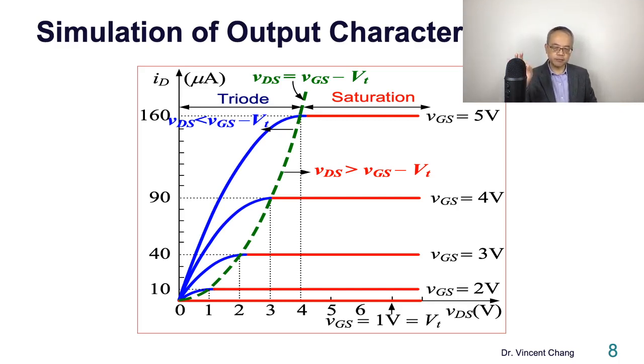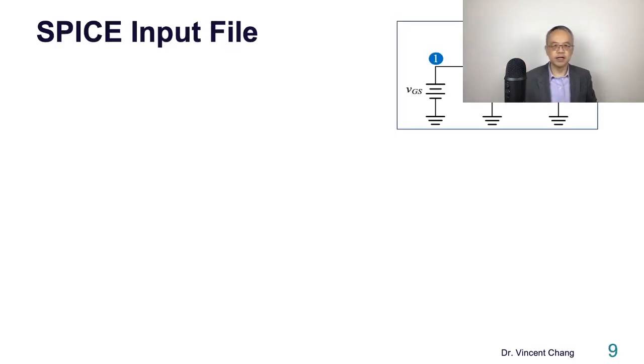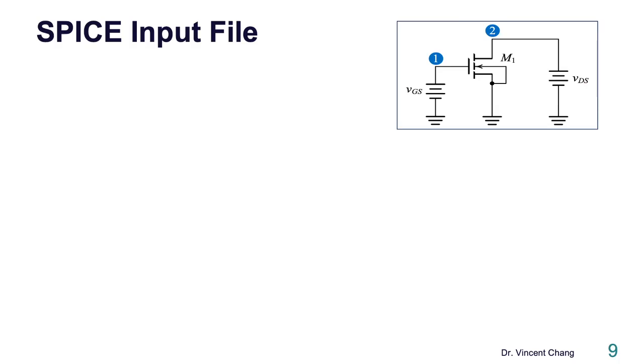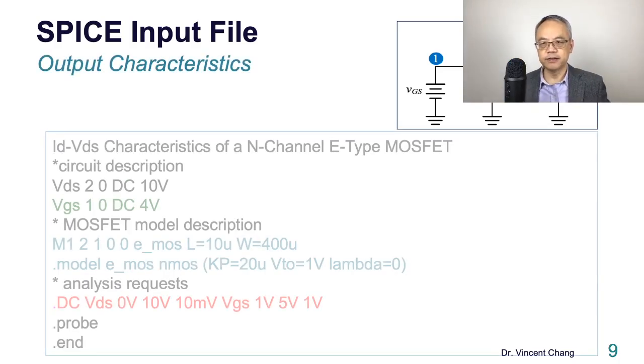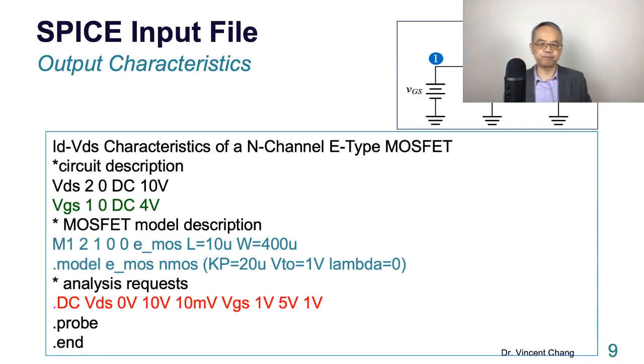Let's simulate the output characteristic first, ID versus VDS. Now, this is the SPICE circuit, a very simple diagram. It has 4 terminals: terminal 1 is the gate, terminal 2 is the drain, and the source and body are connected to ground. Let's say the ground is 0. This is the SPICE input file for the output characteristic.